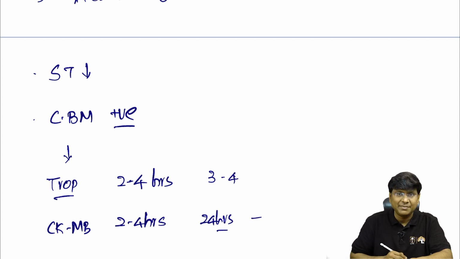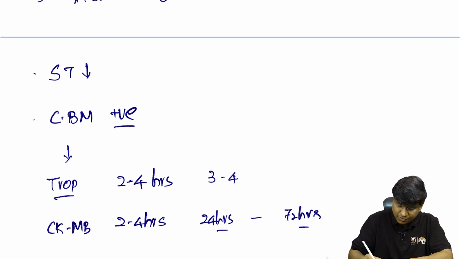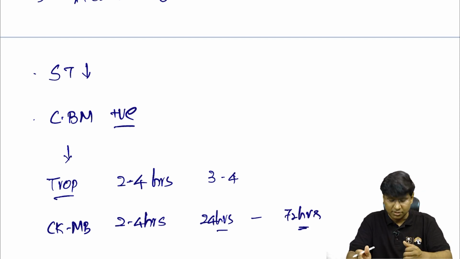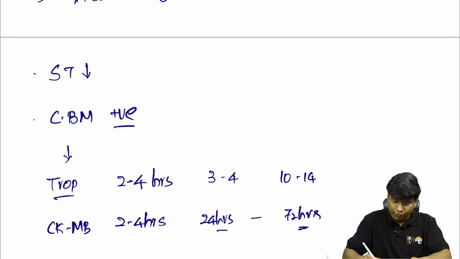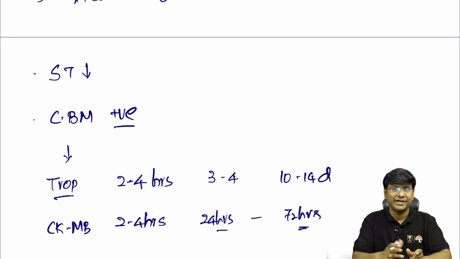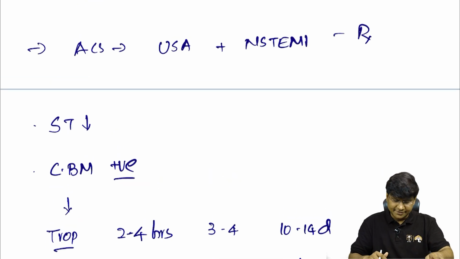And the CK-MB will return back to normal after 72 hours. Whereas the troponins, which have been elevated, will return back to normal after 10 to 14 days. So after 1 to 2 weeks, the troponin values return back to normal, right?